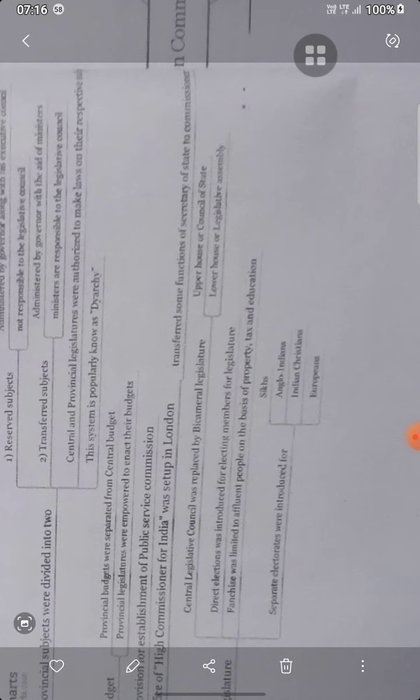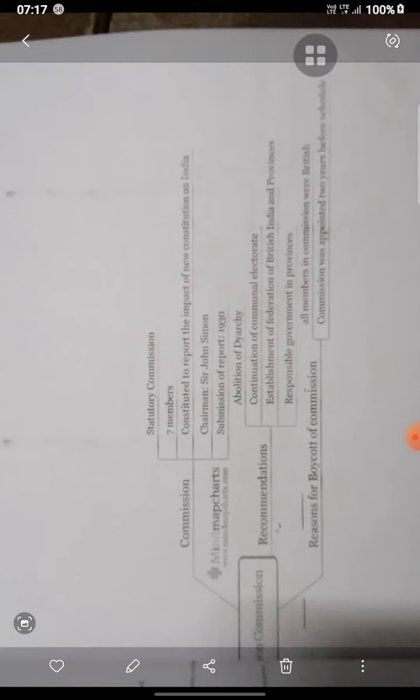The Central Legislative Council was replaced by a bicameral legislature, and direct election was introduced for the election of members of the legislature. The franchise was linked to affluent people on the basis of property, tax, and education. Separate electorates were introduced for Sikhs, Anglo-Indians, Indian Christians, and Europeans. Some functions of the Secretary of State were transferred to the High Commissioner. The upper house was the Council of State, and the lower house was the Assembly.